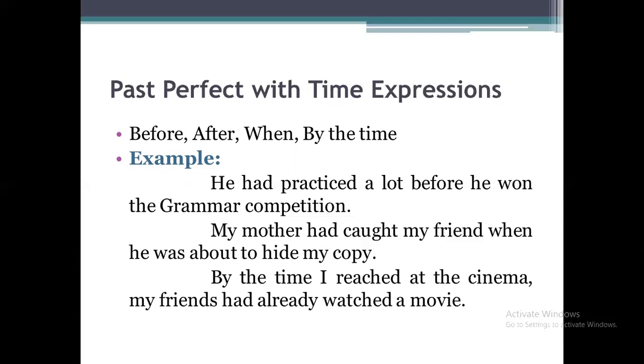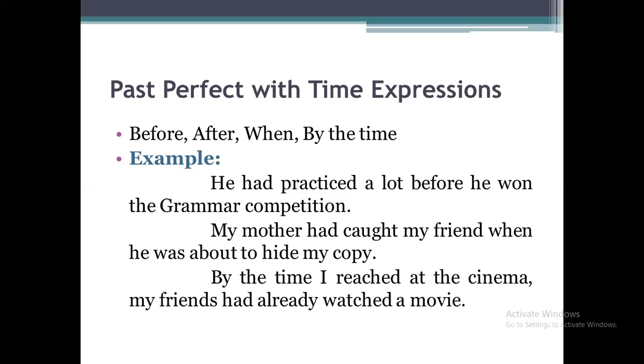In another example, my mother had caught my friend when he was about to hide my copy. So here we have past perfect tense, and here when shows the time. Before when, we had an action: my mother had caught my friend. Then he was about to hide my copy. So my friend was hiding my copy, and before he had done that work, my mother had caught my friend.